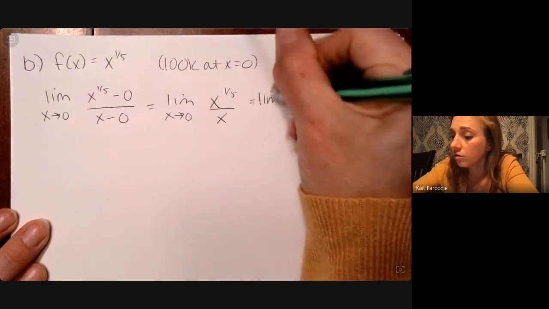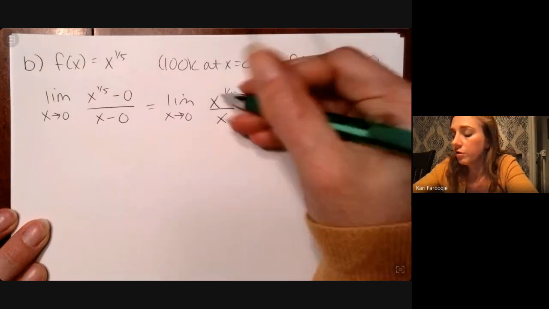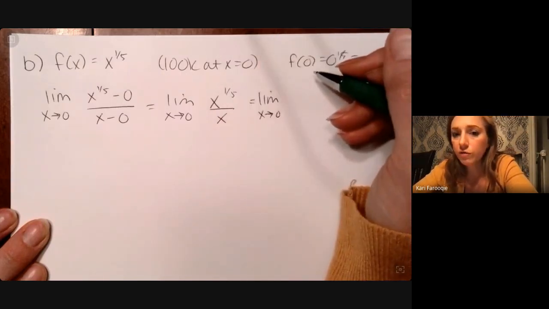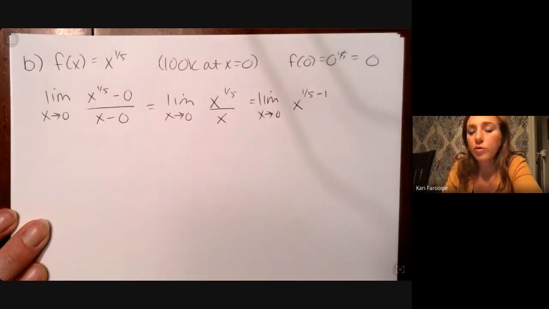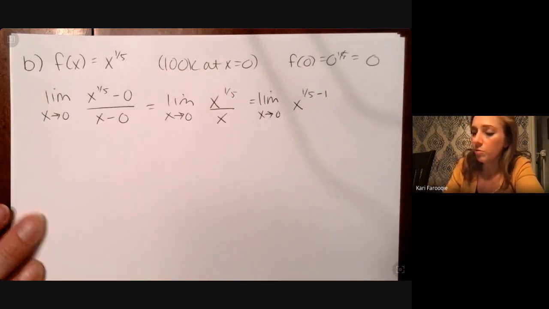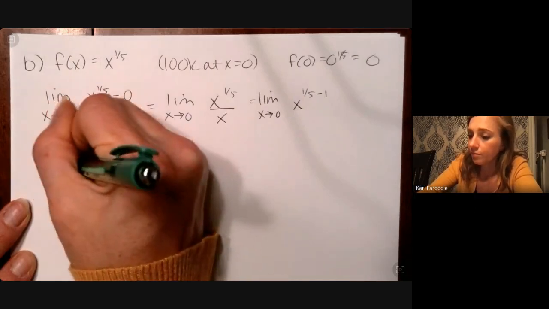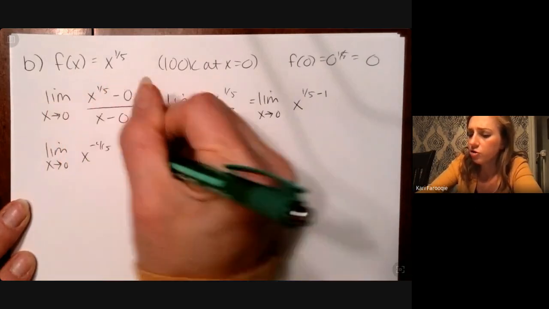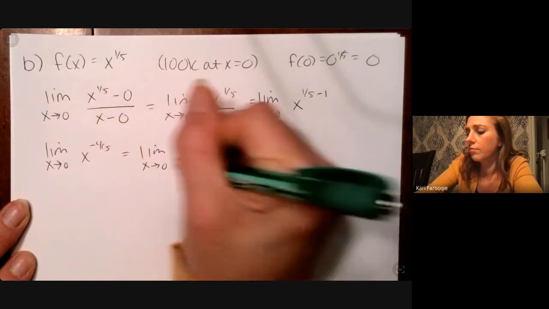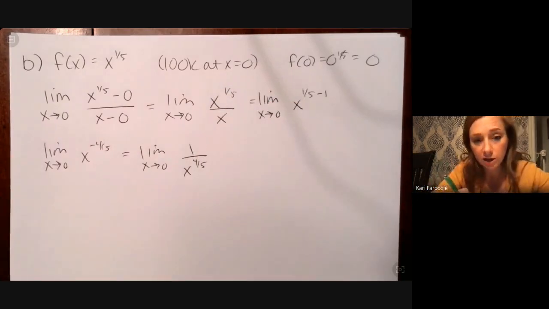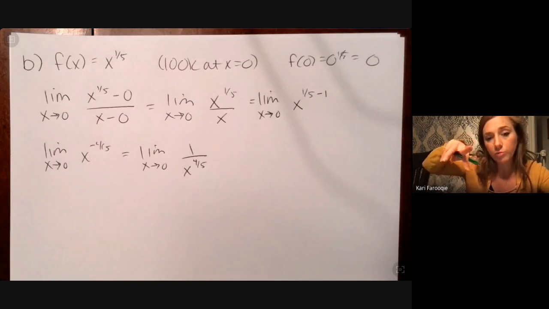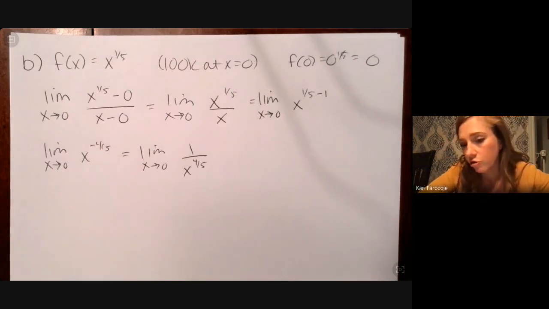And we talked a lot about this in class when we were looking at section 1.5. Use your exponent rules. Subtract the denominator's exponent from the numerator's exponent. Keep your base. This is 1 over x to the 4/5. Remember that when you have a negative exponent, you can make it a positive exponent by switching its position in the fraction from numerator to denominator or vice versa.